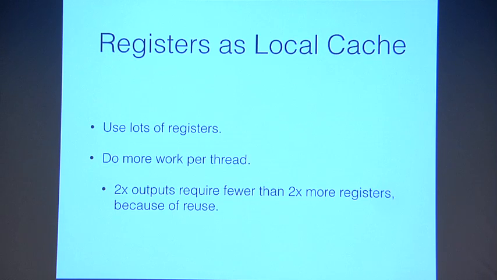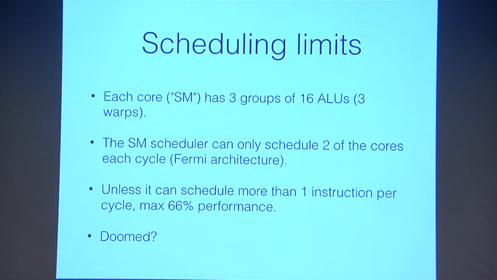And the important thing to note, and he talks about, is that if you do twice as many outputs in a single thread, that doesn't require twice as many registers because you've got these index calculations that are reused. And so you can get basically more work, you can get denser work onto the GPU. So that's one technique. And then there are also these scheduling limits.